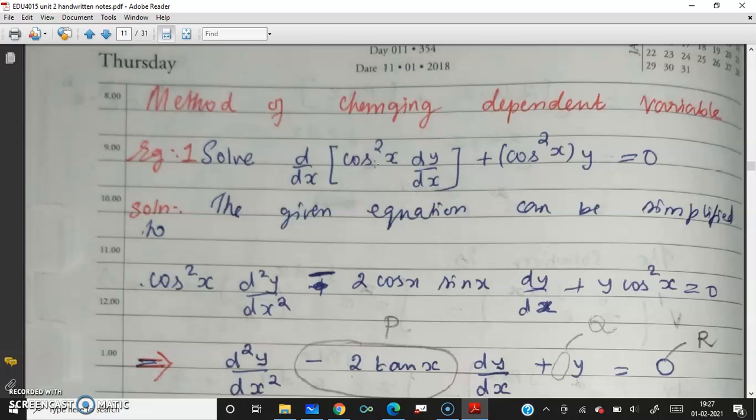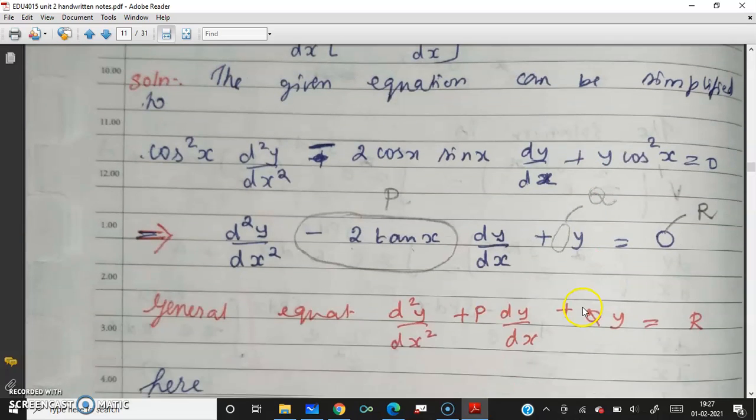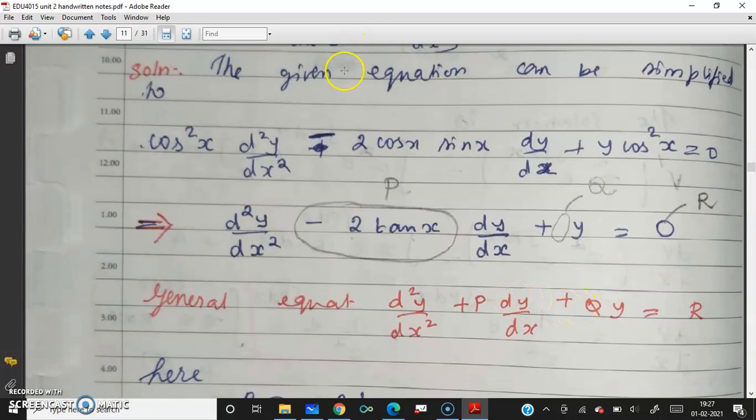2 cos x, and the differentiation of cos x is minus sin x. That's why we got the minus here. And then the rest is the same thing, cos²x into y. There is no change. So if you divide by cos²x everywhere, what will you get?